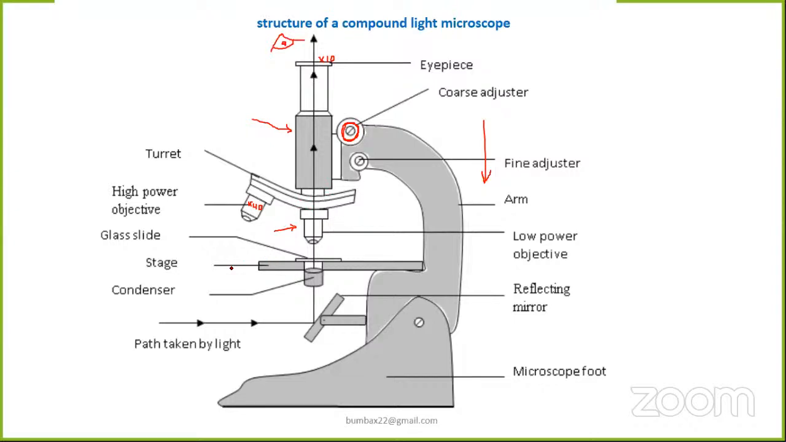Then it has a stage where we place the specimen. Specimen means that object you want to see, whether it is a bacteria or something, okay? Then it has this reflecting mirror, which reflects light, and then it goes through the specimen, and then you're able to see up here. It also has a condenser. Now this condenser has a diaphragm. It's not here, but it's normally something which you can turn. A diaphragm controls the amount of light entering, by turning to reduce or increase the amount of light taken up. And we are going to understand one by one.